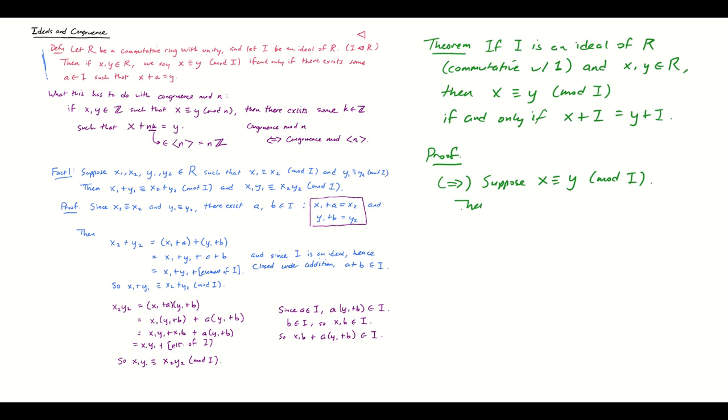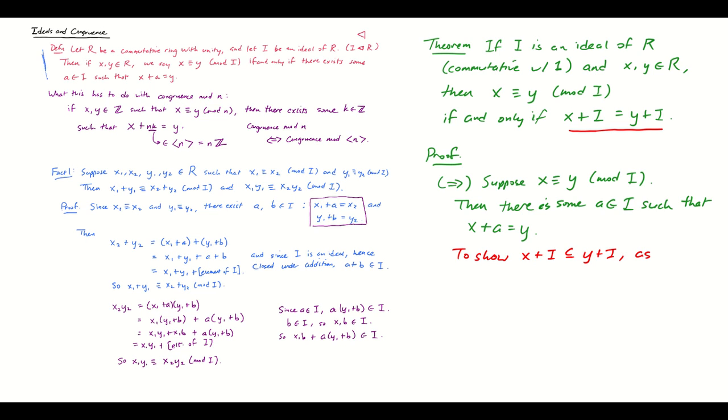Okay, so then there is some a in I such that x plus a equals y. Okay, great. But now we have to show that x plus I equals y plus I, and that's a set equality proof. So to do that, we're going to first show that x plus I is a subset of y plus I.